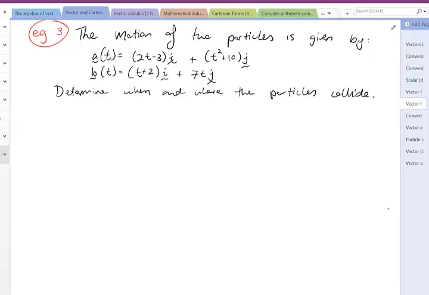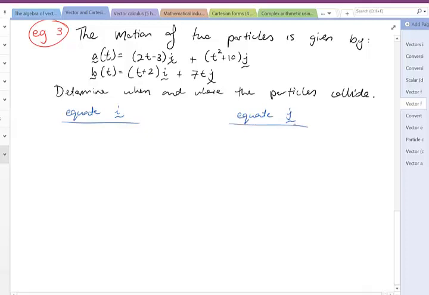We've got two particles in motion in 2 dimensions, and we're trying to find the time and the position that they collide. The easiest way to deal with this is to equate the directional components. So if we equate the displacement in i, and at the same time we equate the displacement in j, we should be able to get an idea of when these things are equivalent.